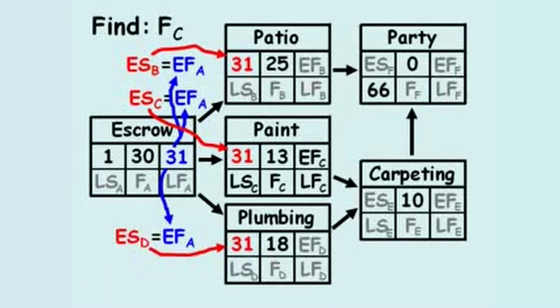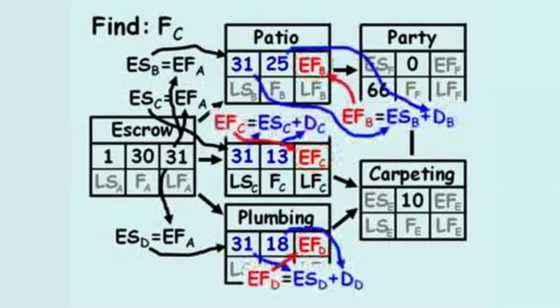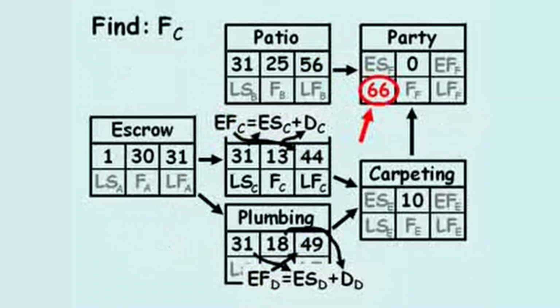To compute the early finish of these 3 activities, we'll add the early start to the duration, and the early finishes equal 56, 44, and 49 for the patio, paint, and plumbing, respectively. Since we know the late start of the party, activity F, equals 66, we don't need to finish the forward pass to begin the backward pass.